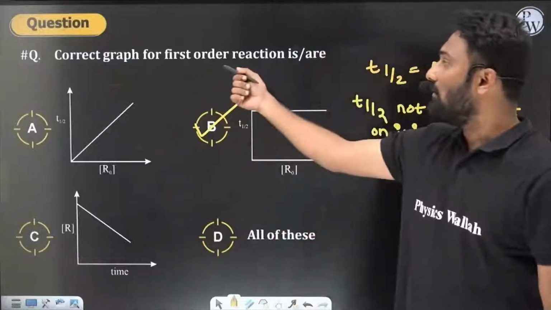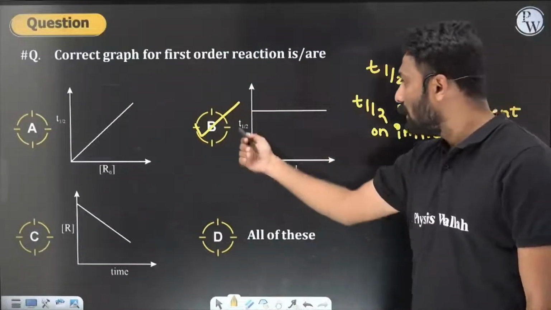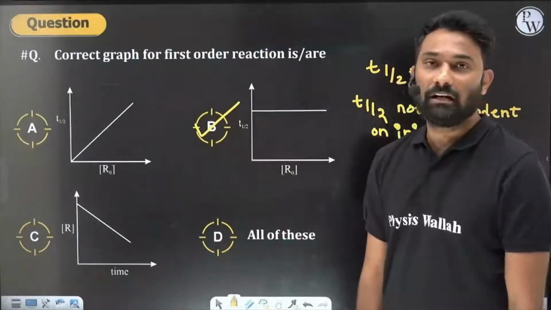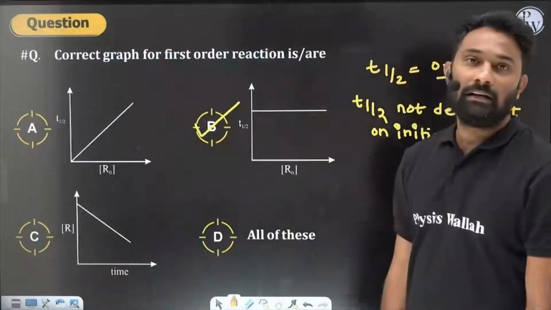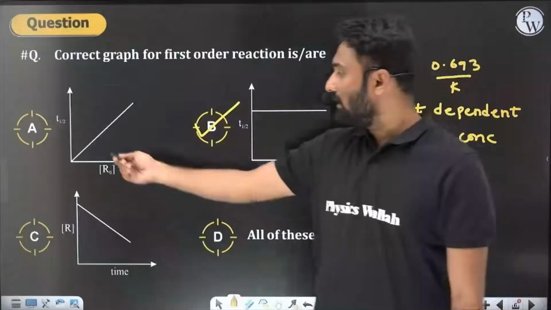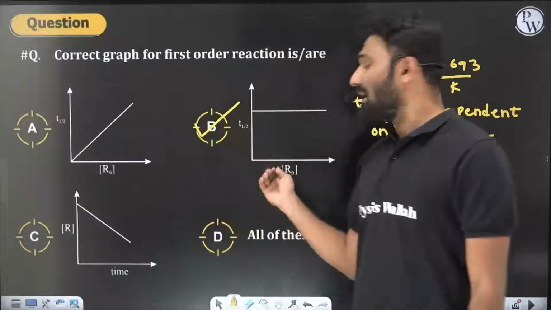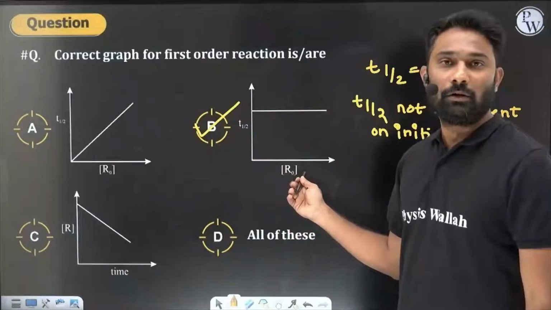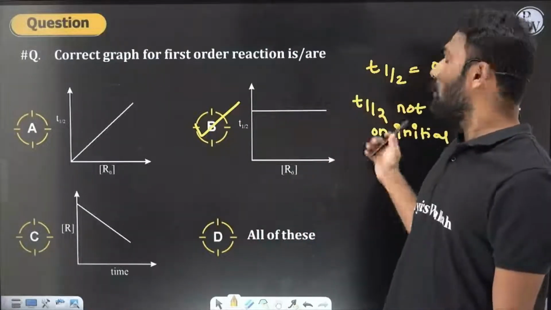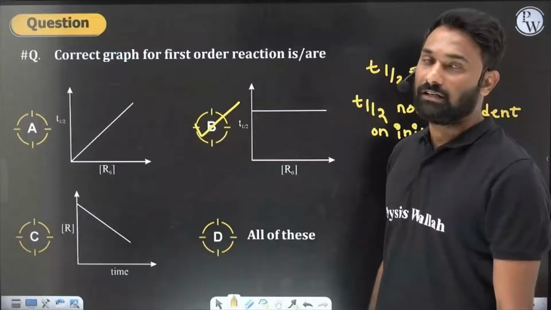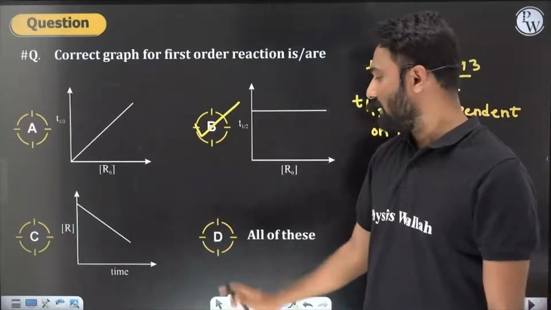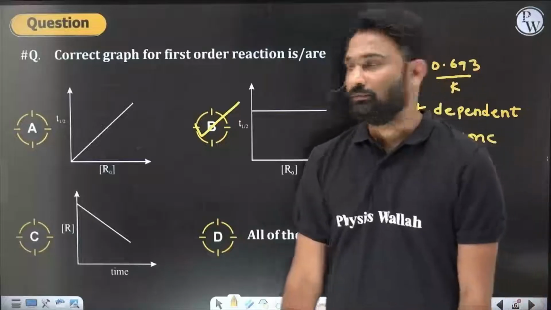Now correct graph for the first order reaction is, T of is independent of the initial concentration. That is why a straight line parallel to the x axis comes, as they have given here. Because T of is not depending upon the initial concentration. Okay. Now, option C and option D are also wrong. Next question.